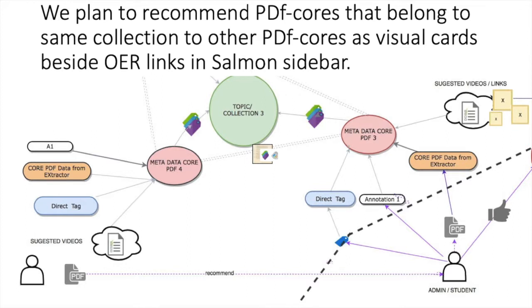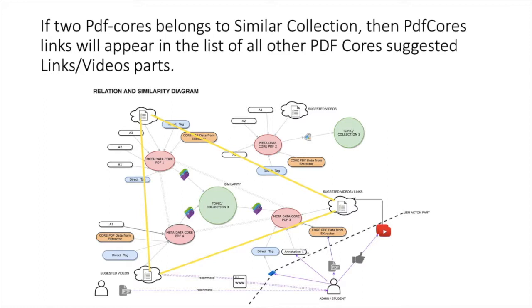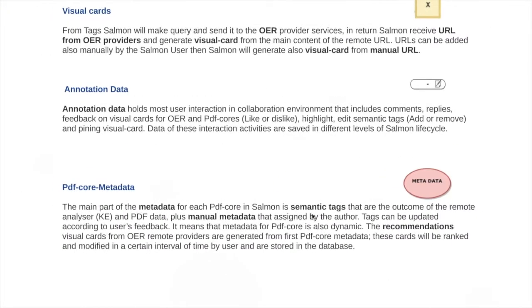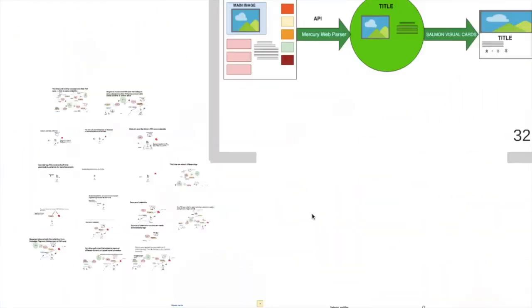And the user can also see in the sidebar the PDF cores as a recommendation. Another PDF core that is already in the same topic can be recommended to the user. So at the end, our goal was showing the external link of the different PDF cores, but only if they are approved to be in one collection, as a recommendation. So that was the entities of the Salmon in detail.